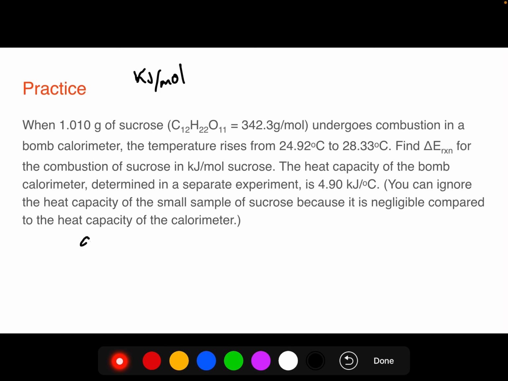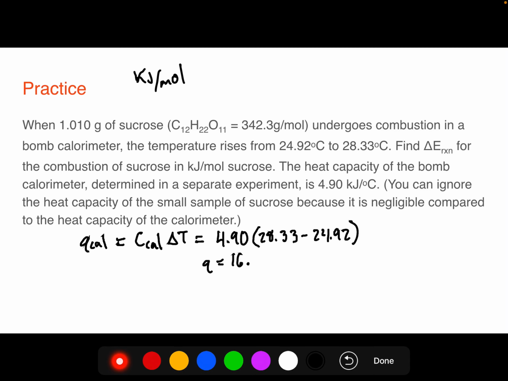Our equation said that Qcal is equal to Ccal times delta T. So in this case, that would be 4.90 times final minus initial, which is 28.33 minus 24.92. So let's see here, 28.33 minus 24.92 is 3.41, and then you multiply by 4.90. So your Q here is 16.7 kilojoules.